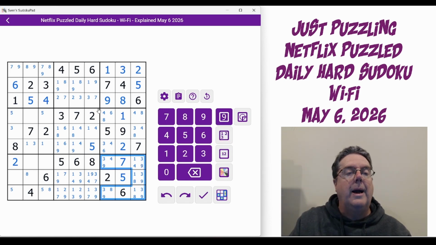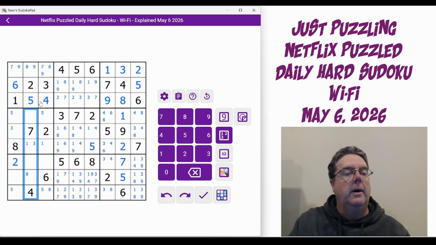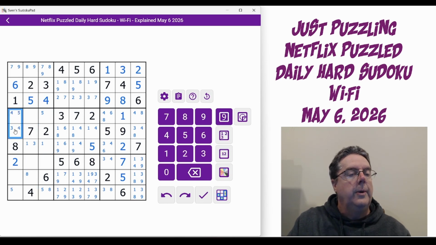Now I take that back. 9 comes down here, so 9 can't be here. So 1 and 9 is going to be on this side. Alright, 1, 2, 3, 4. 4 comes up here. 4 comes down here, so 4 is one of these two.